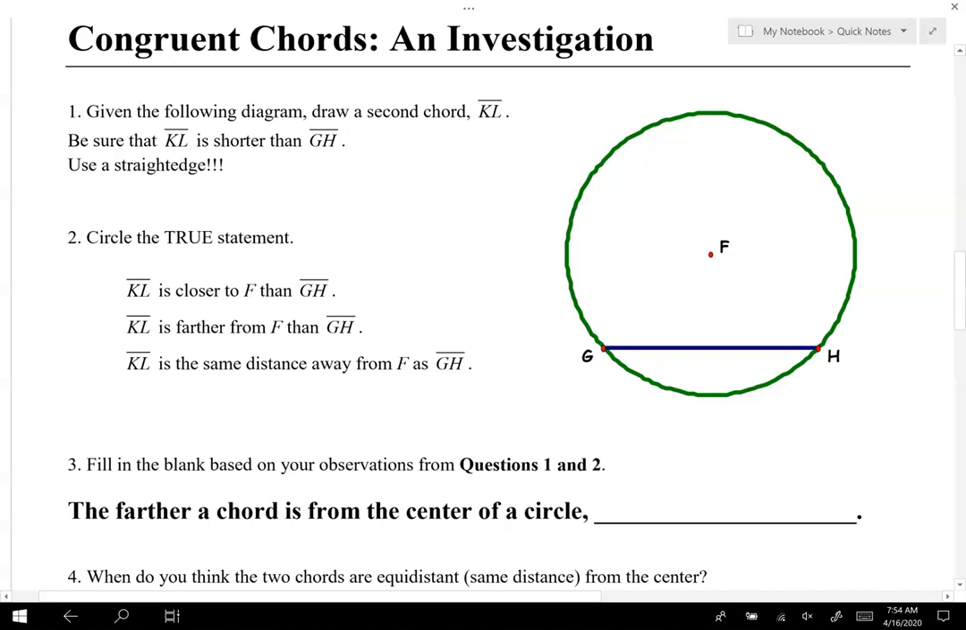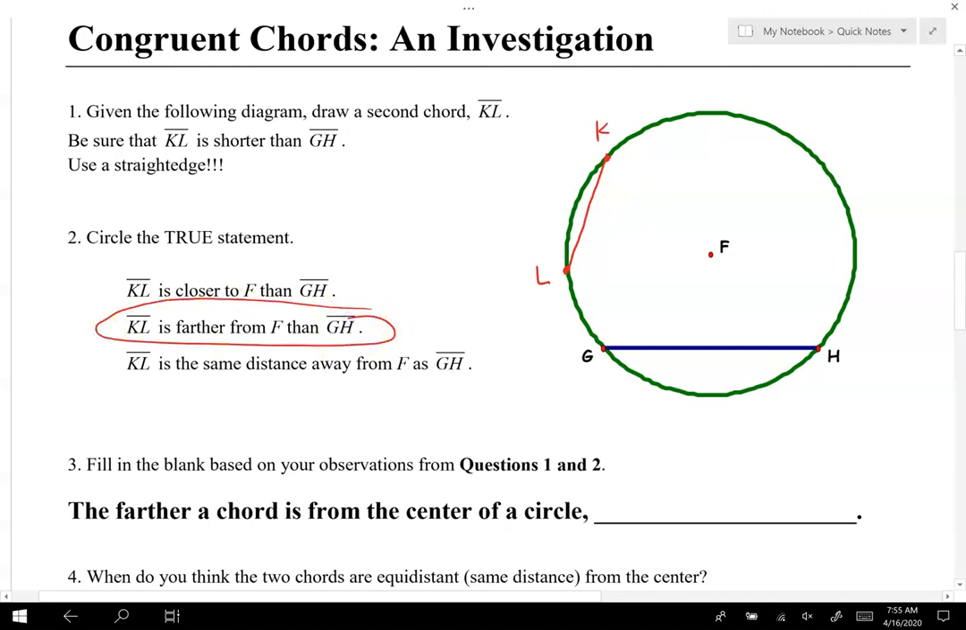So we have a chord, segment GH given. Draw a second chord. Use a straight edge if you can. Segment KL has to be shorter than segment GH. All right, so I'm going to maybe do that. Segment KL. Circle the true statement. Segment KL is closer to F than segment GH, farther, or the same distance away. Well, segment KL is definitely farther away from the center.